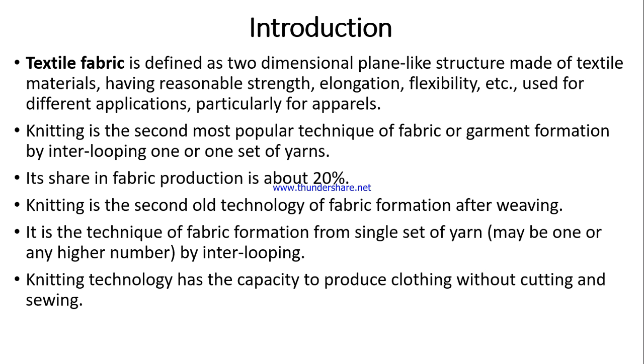The knitting technology has the capacity to produce clothing without cutting and sewing. You can produce a full garment without any cutting and stitching. That is called seamless garment. There will be no stitch at the armhole, at the collar, at the side. A single piece garment will be produced by the knitting technology. There will be no seam.